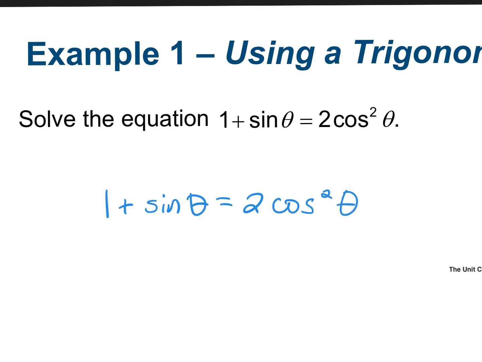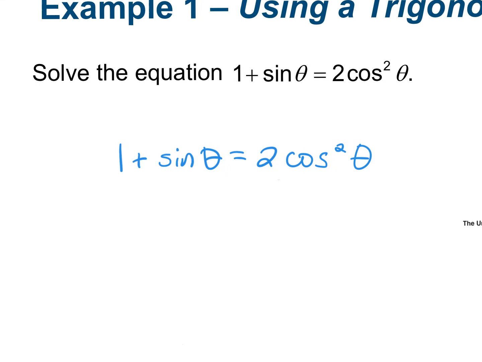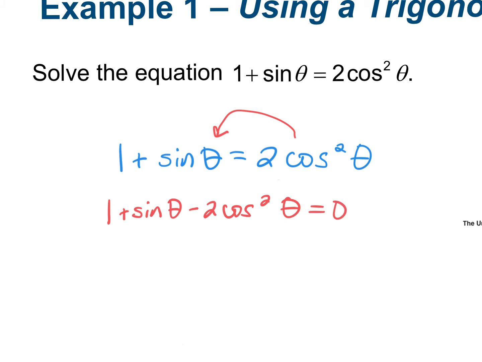Now, this is different from yesterday because everything yesterday was all set equal to 0. We can do that same thing here. We can get this equation set equal to 0. We would just move this 2 cosine squared theta to the other side. So that would give me 1 plus the sine of theta minus 2 cosine squared theta, and that equals 0. The reason it's minus is because you moved it from one side where it's positive to the other side to make it negative.